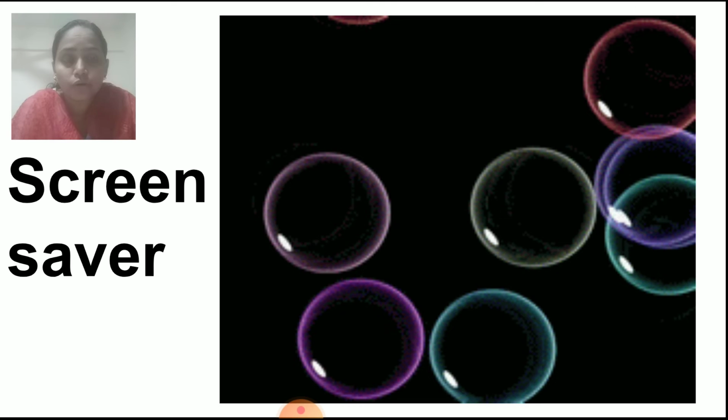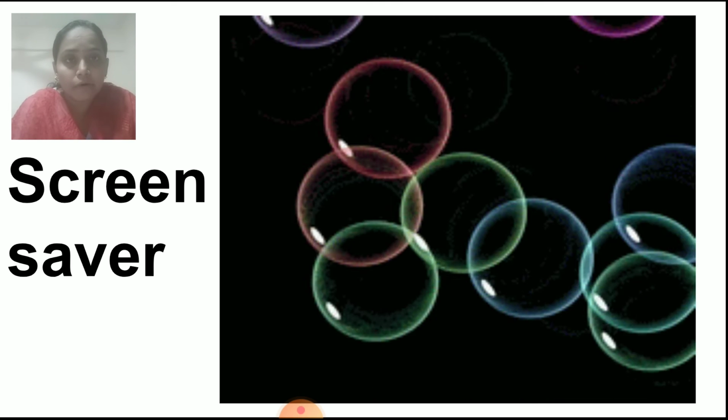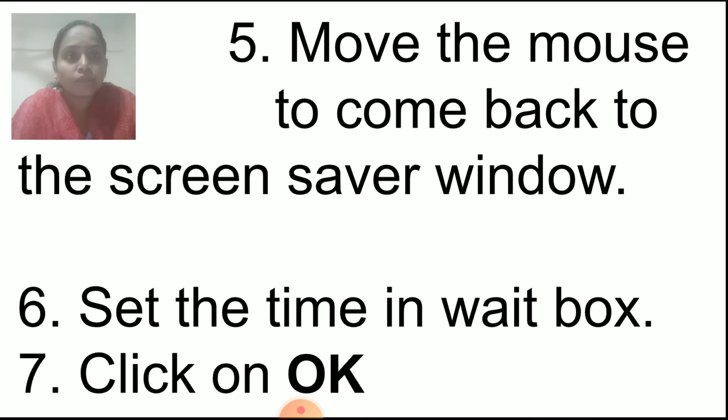You will come out of this screensaver window to the normal desktop. Now see, move the mouse to come back to the screensaver window and set the time in the wait box. As I showed you, in the wait box, 1 minute, 2 minutes, however much time you want to set, you can set there, and then click on the OK button on that screen. The screensaver window's OK button is there. You just click on that OK, and the screensaver will get set.